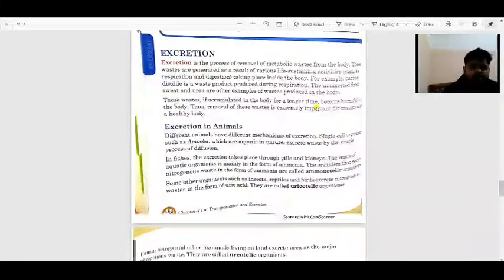Now, moving on to the next topic, your excretion, which is the process of removal of metabolic wastes from your body, right? You know there are different processes happening inside your body, for example respiration, digestion, and so on. So continuously some substances are being produced as waste, and if they are not removed from your body, they might have adverse effects on your body.